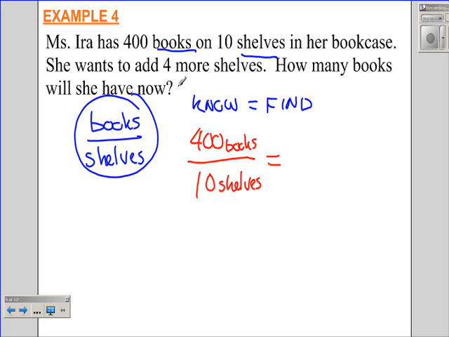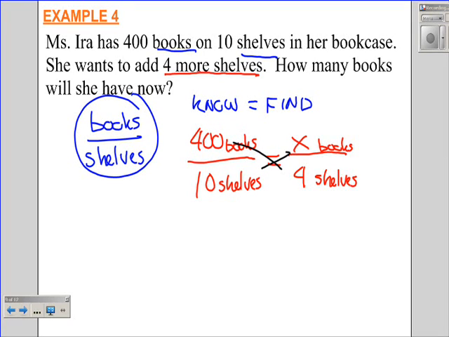And I know that's going to be equal to, well, what do I know? Do I know books or do I know shelves? I know shelves, so I know 4 shelves. And I don't know the number of books. So that's what I'm going to have to find. So I've set up my proportion now, and I need to solve this.